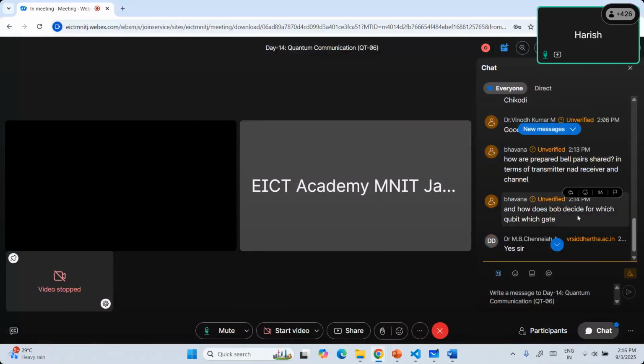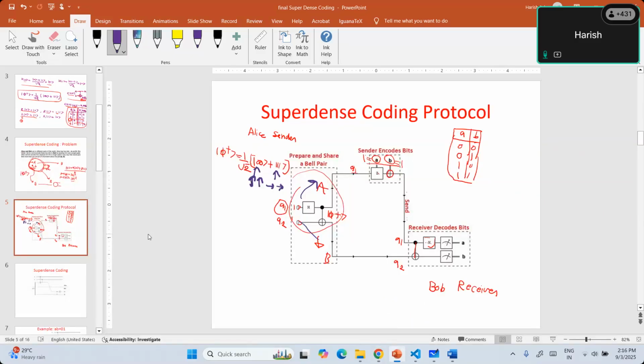How does Bob decide which gate to apply on which qubit? That we will see when we derive the expression throughout the steps of this protocol. What we will be doing is processing one by one, and we will see which gate will do the desired thing.